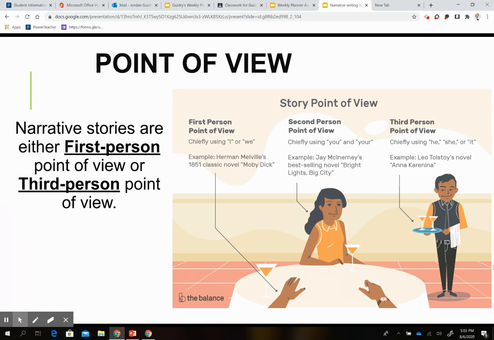Next, we have point of view. Narratives have point of view, and narratives are told in first and third person. So, first person point of view is going to be chiefly using I or we, and then third person point of view is going to use he, she, or it. You also have a second person point of view, but that is usually used when giving instructions and not necessarily in novels.